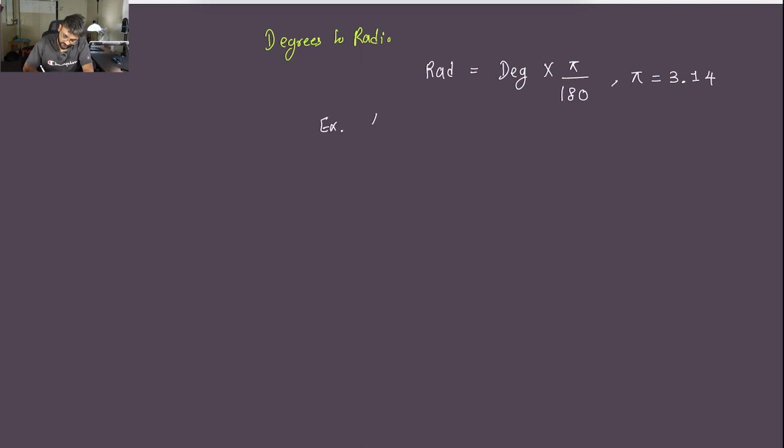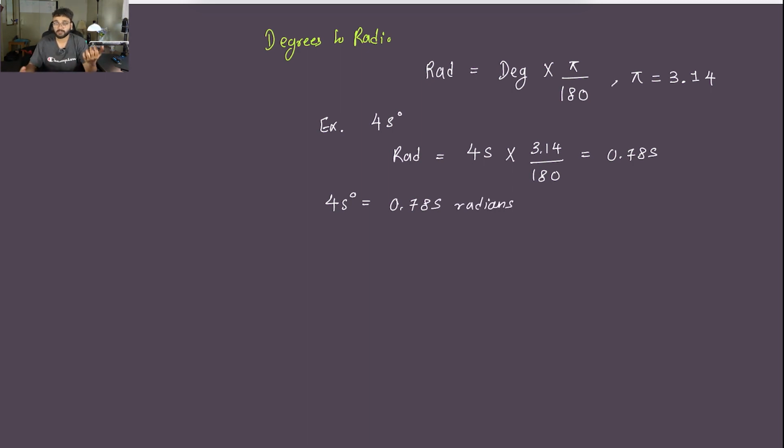Example, let's say I need to convert 45 degrees into radians. So the radian value is 45 in place of degrees times 3.14, because that is what the value of pi is, divided by 180, and you will see that this will turn out to be 0.785. So 45 degrees is equal to 0.785 radians. See, if you had told me, okay, tell me what 0.785 radians is, I would not be able to. But if you tell me, okay, show me what's 45 degrees, I would say it would be something like this.